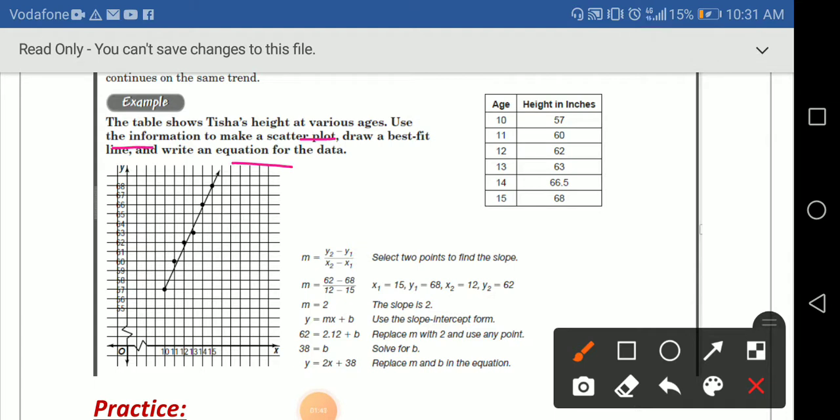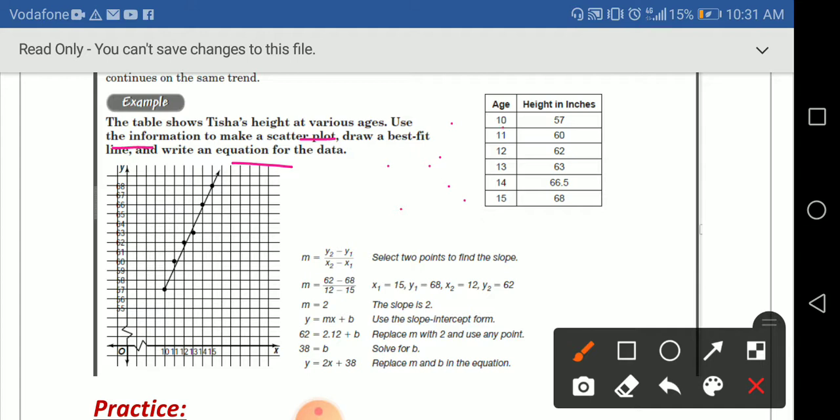So I'm going to do all of this, and it's very easy. Again, the question is to use the information given to make a scatter plot. Then after putting the scatter plot, what's the scatter plot? Please let me revise it. The scatter plot is to put the dots, whatever you got.